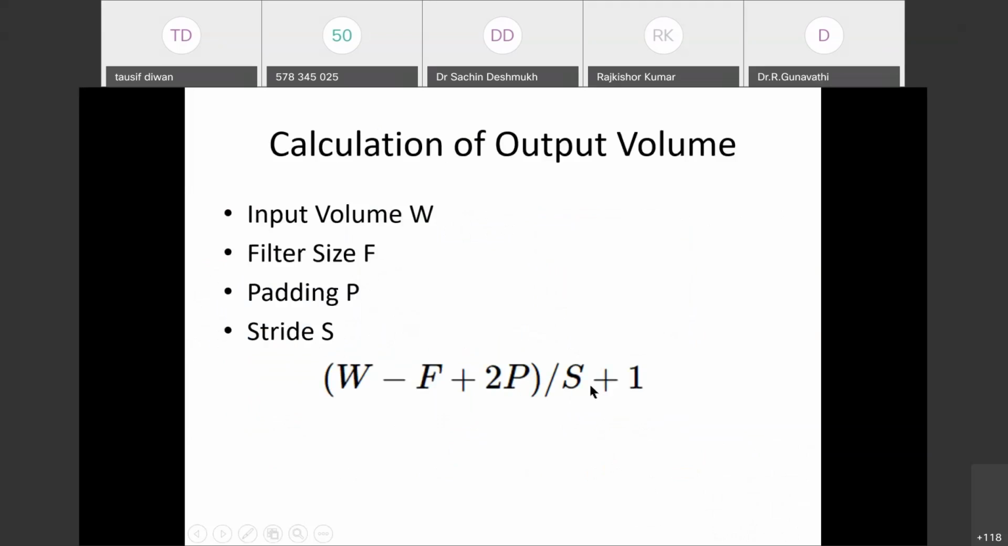And it is divided by stride. If S is equal to 1, then it will be the simple formula W minus F plus 2P plus 1. But when stride is equal to 2, then we need to divide it by the stride. This is the final formula for calculation of output volume.